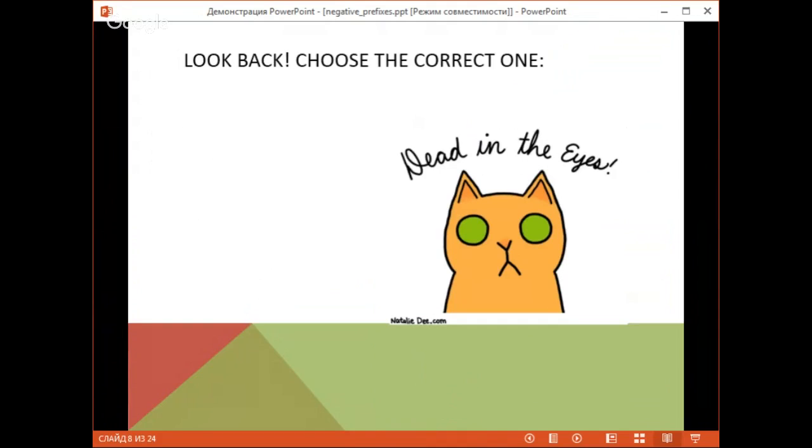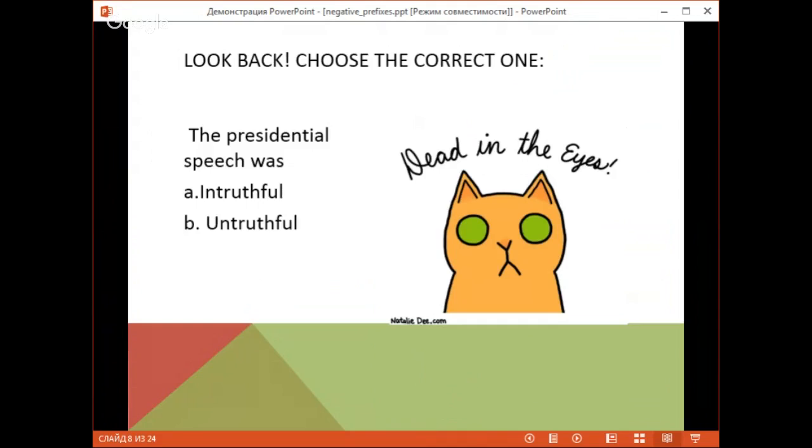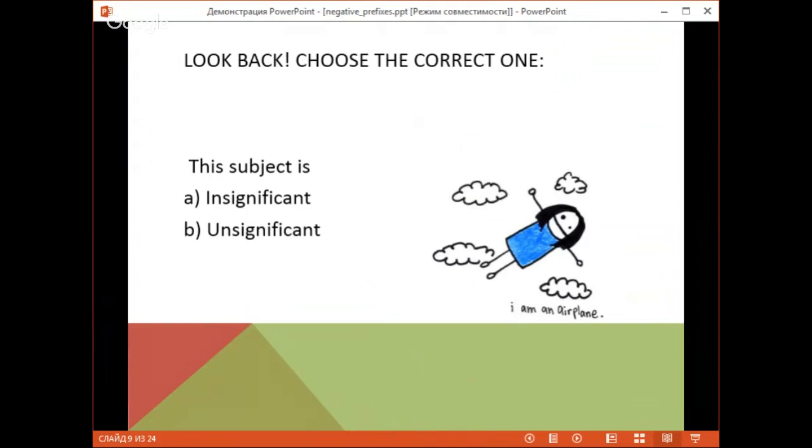Okay, so now we will have to practice. We'll look back at those two prefixes un and in, and you will need to choose the correct one for each sentence. Look, the presidential speech was truthful or untruthful? Your answer is untruthful. That is correct. The subject is insignificant or unsignificant? Yes, you're right. It is insignificant.